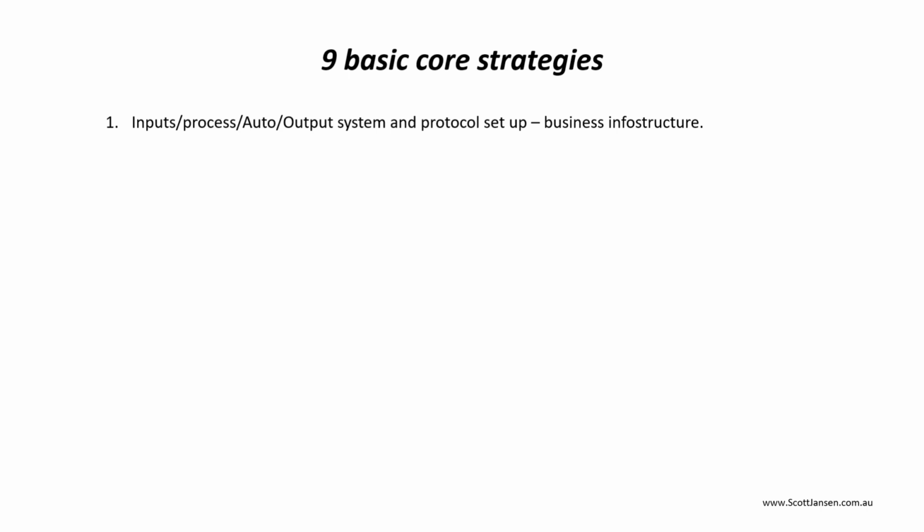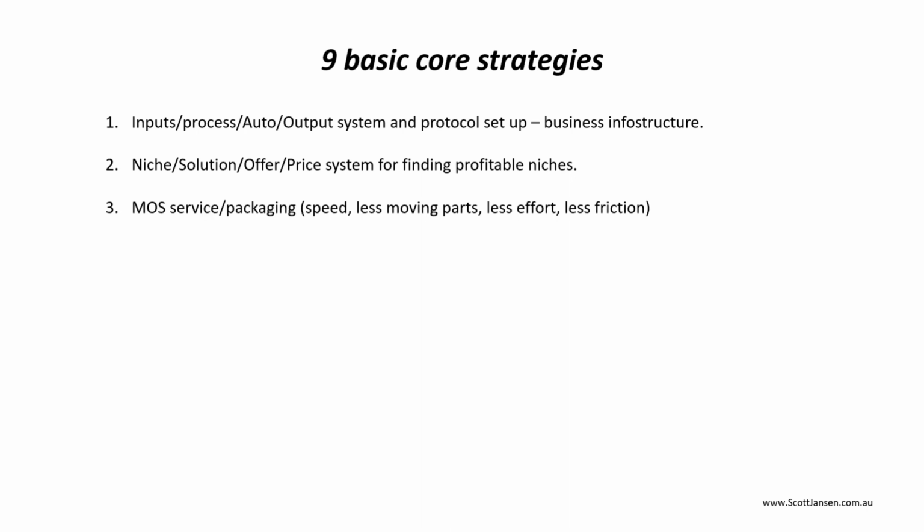Number 1, we implement something called our input process, order and output system and protocol setup for business infrastructure. Number 2, we really focus on our niche solution offer price system for finding profitable niches. Number 3, we have something called our MOS service, our packaging, which is speed, less moving parts, less effort, less friction means less things. So basically what we're doing is we're giving our clients less of our time, but making more money.